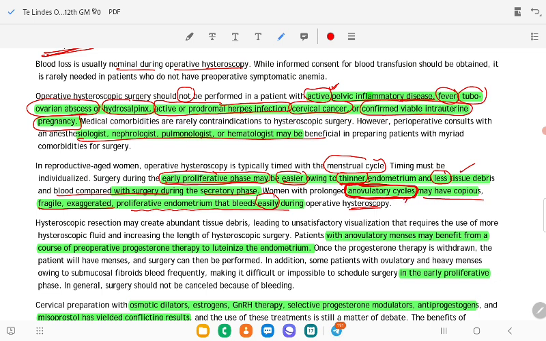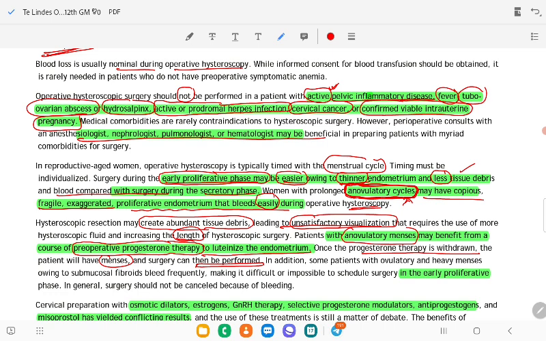So how to prevent this? If you suspect an anovulatory cycle, it can lead to unsatisfactory visualization, and hysteroscopic resection may create abundant tissue debris. Unsatisfactory visualization requires more hysteroscopic fluid and increases the duration of the surgery. In those patients with an anovulatory cycle, you can advise progesterone supplementation, preoperative progesterone therapy, to luteinize the endometrium. Then once the progesterone therapy is withdrawn, menses will occur again. Surgery can then be performed.